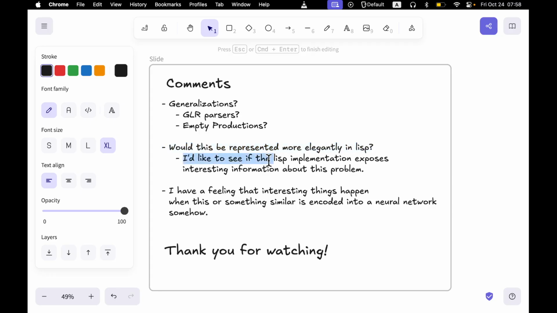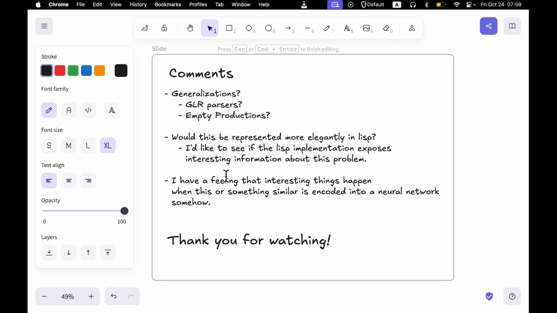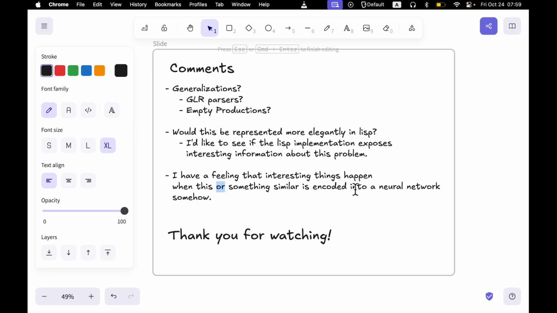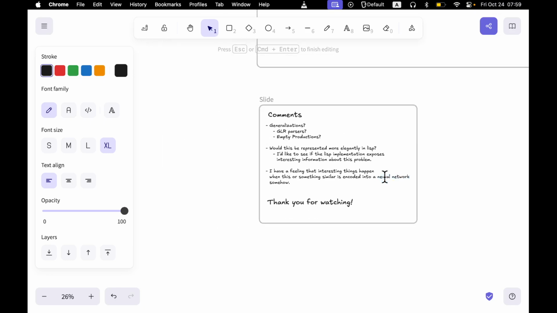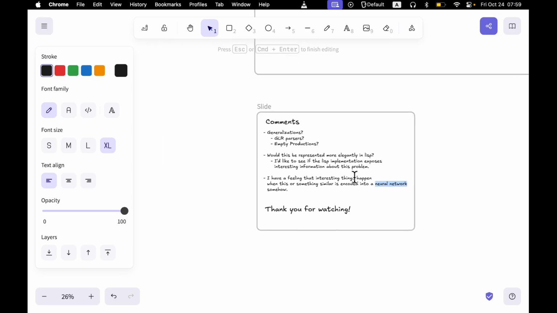What I'd like to see with the Lisp implementation is whether or not it exposes some other interesting information about this problem. I have a feeling that interesting things might happen when this kind of algorithm can be encoded into a neural network, where the network can learn custom rules and parse according to the new learned rules accordingly.